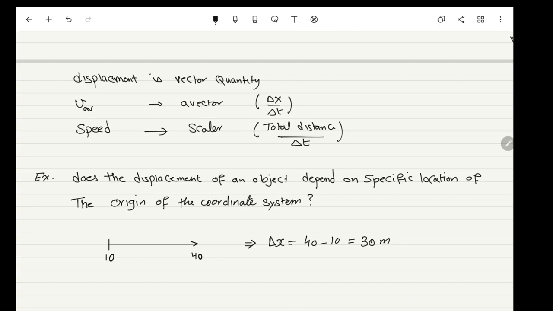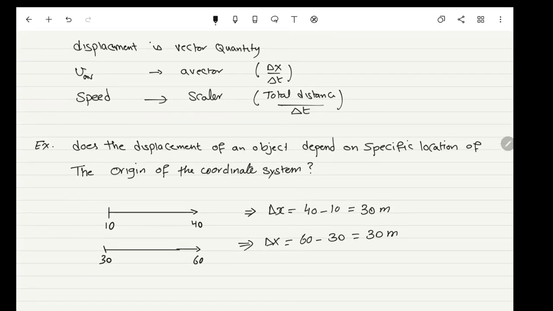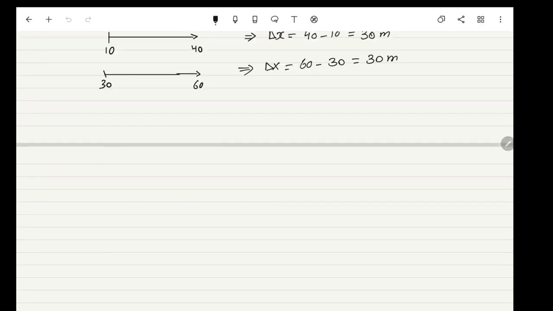meters. In another case, an object is moving from 30 to 60. In this case, delta x equals 60 minus 30, which again equals 30 meters as well. As you can see here, the origin doesn't matter.